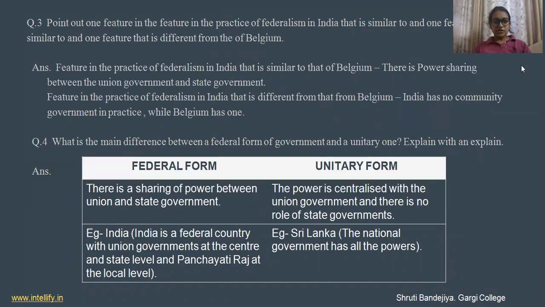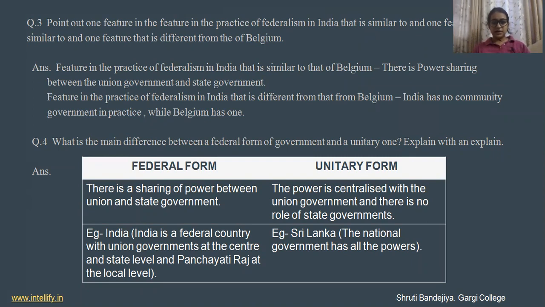Point out one feature of the practice of federalism in India that is similar to, and one feature that is different from Belgium. Okay, so we have to tell one feature which is similar to Belgium and another feature which is different from Belgium. So the feature in the practice of federalism in India that is similar to Belgium is power sharing between the union and the state government. The feature that is different from Belgium is that India has no community government in practice, while Belgium has one.